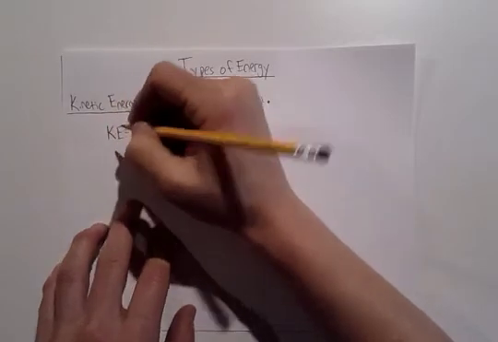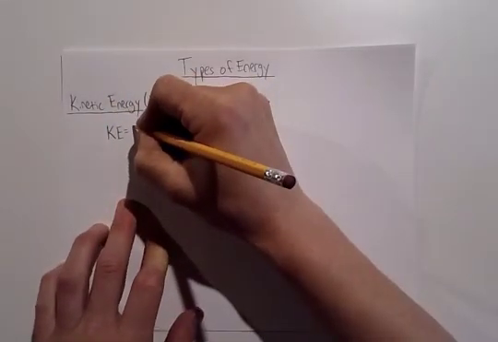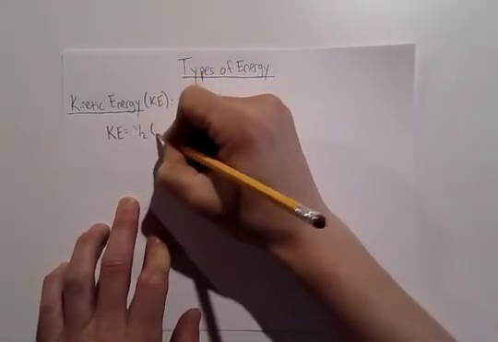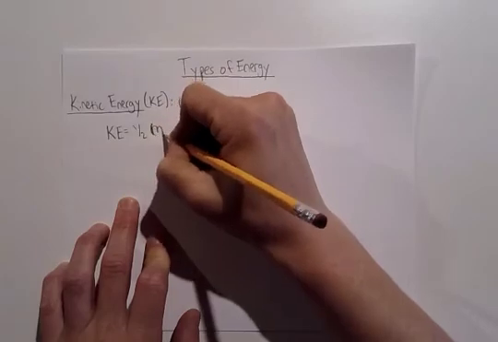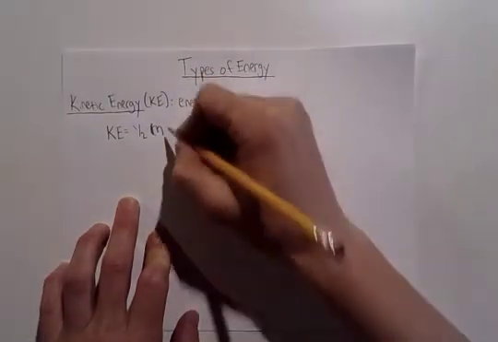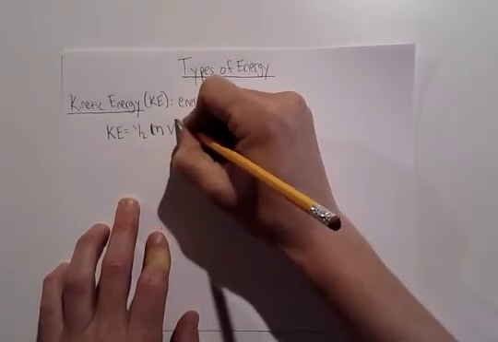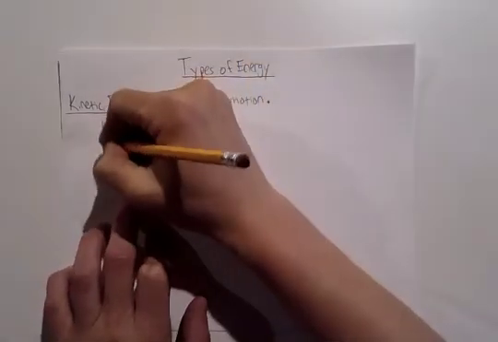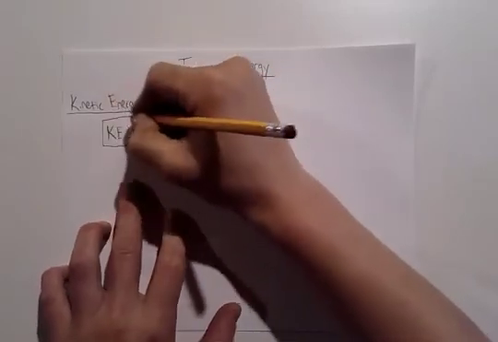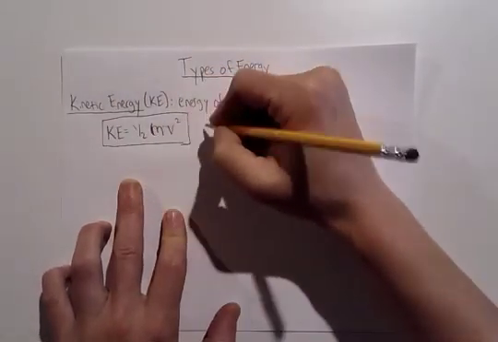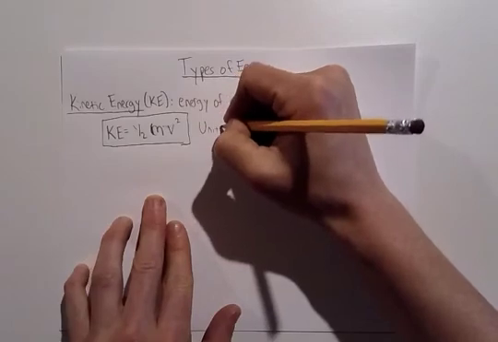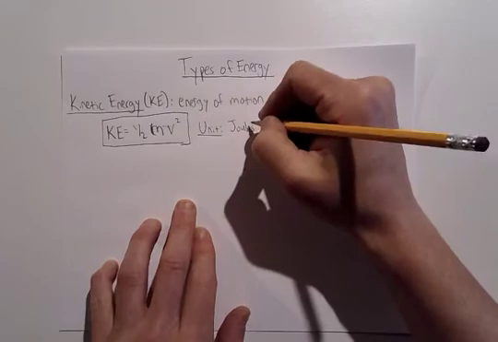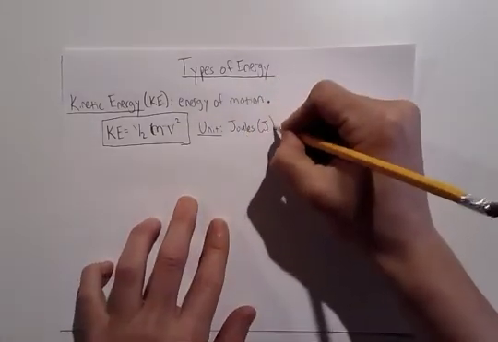KE, how do we calculate it? It has to do with speed or velocity. So you do a half times mass, m for mass, times v squared. Right? A half times m times v squared. You put a box around that. When you calculate kinetic energy, the unit is going to be joules. You can abbreviate that with a capital J.